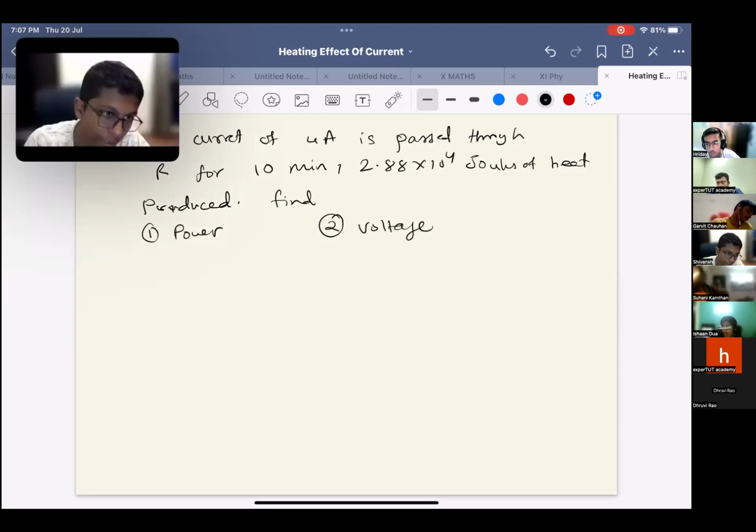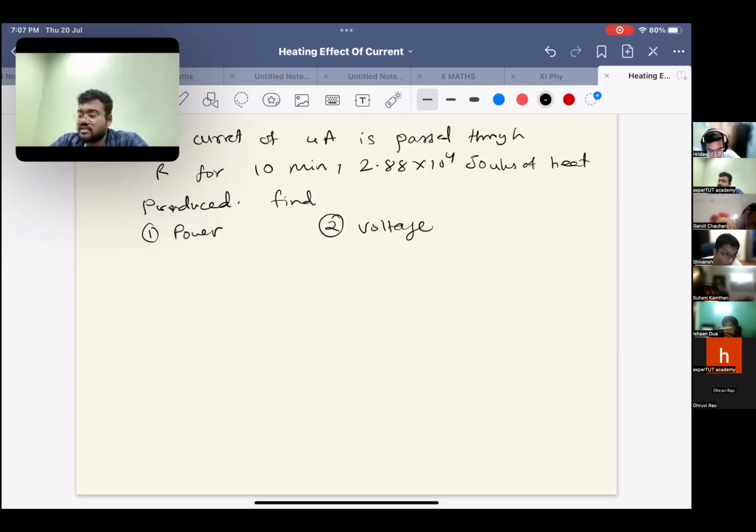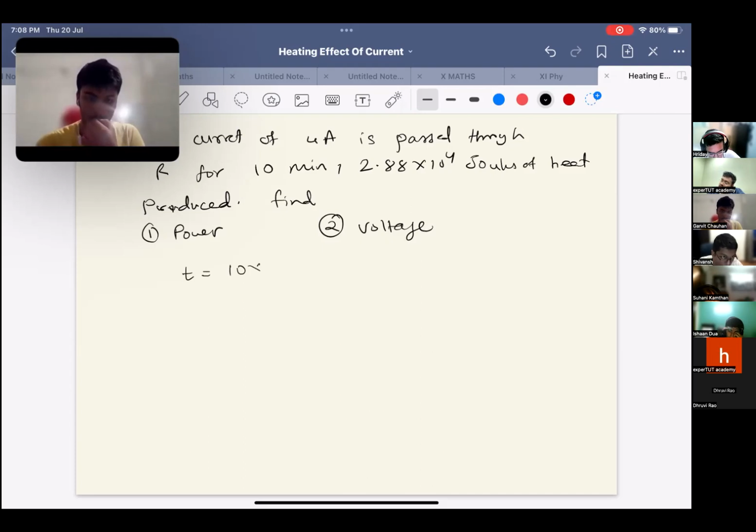So V is equal to I into R, right? V is equal to IR, yes. So here, what is given? The time is given, which is 10 into 60, which is 600 seconds.